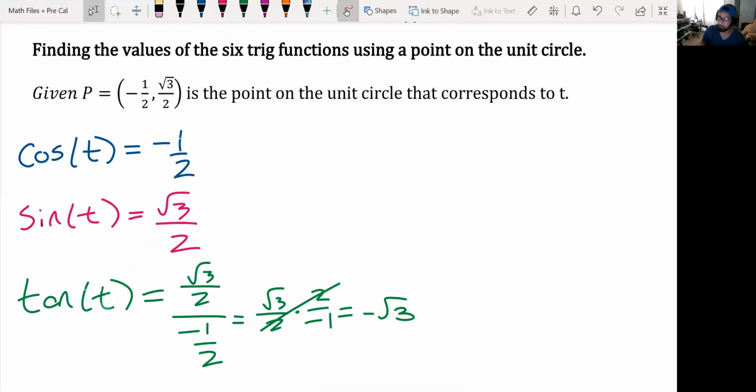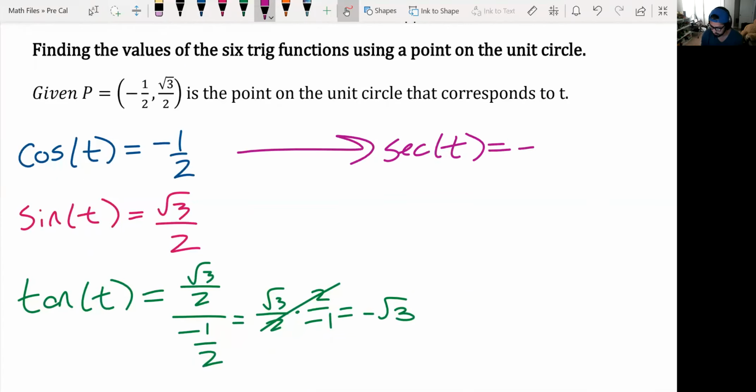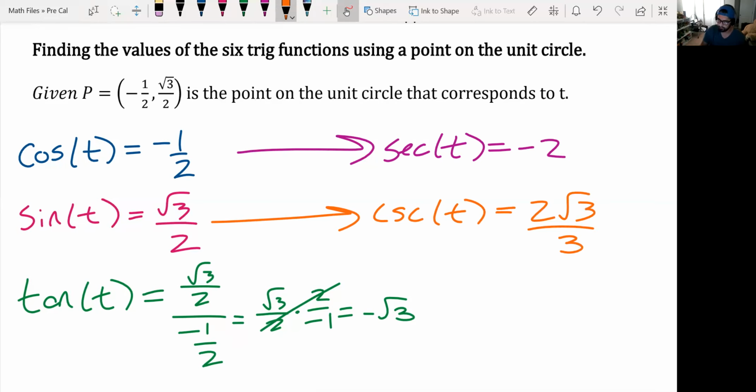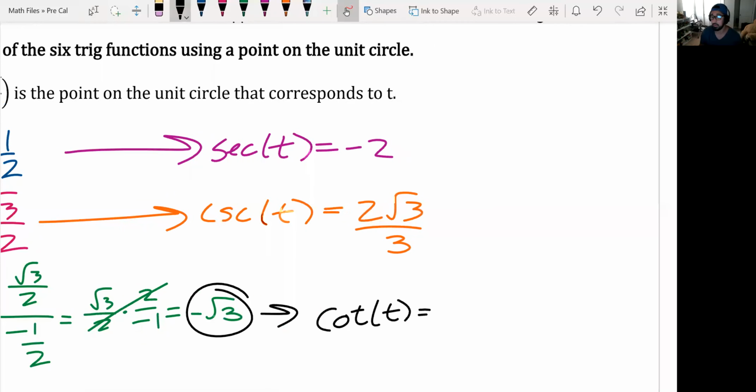Now we know the reciprocal functions. Cosine's reciprocal function is secant. So secant of t would just be negative 2. And then sine of t, the reciprocal function is cosecant of t, which would be 2 over the square root of 3, or rationalized 2 square root 3 over 3. And then cotangent is the reciprocal function of tangent. So we just take the reciprocal of negative square root of 3, which would be negative 1 over the square root of 3, or negative square root 3 over 3. There it is.